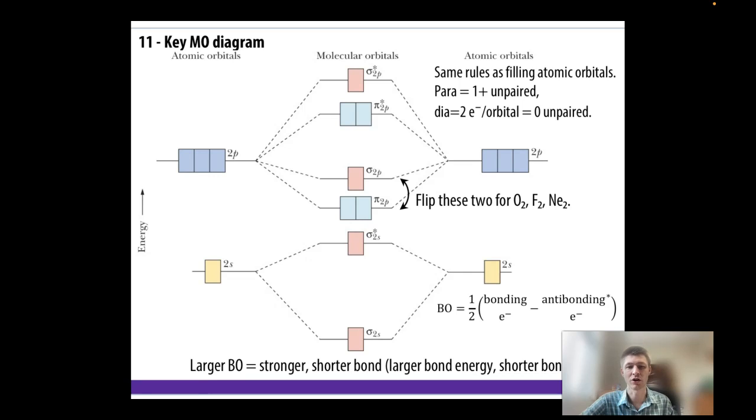So what a larger bond order means is that the bond is stronger. A stronger bond has a larger bond energy, and that stronger bond also pulls the atoms in closer together, making it a shorter bond or a shorter bond length.